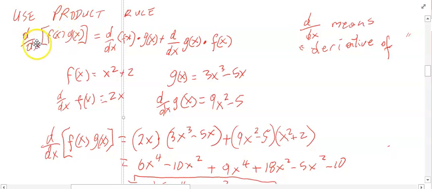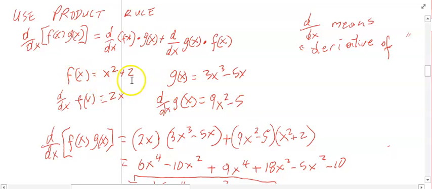The product rule says that the d/dx of f(x) times g(x) is equal to d/dx of f(x) times g(x) plus d/dx of g(x) times f(x). d/dx means derivative of. So we have f(x), we need to find the derivative of f(x). We have g(x), we need to find the derivative of g(x), and then just plug these into the formula, and then expand, bring like terms together, simplify until we get our final answer.